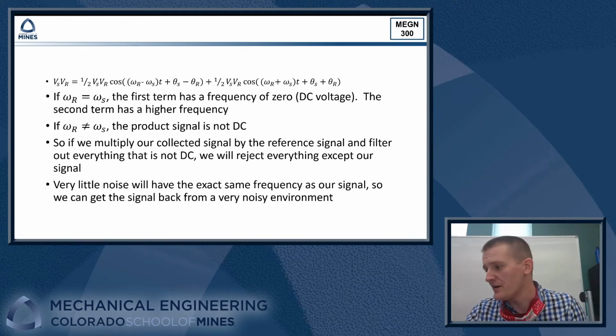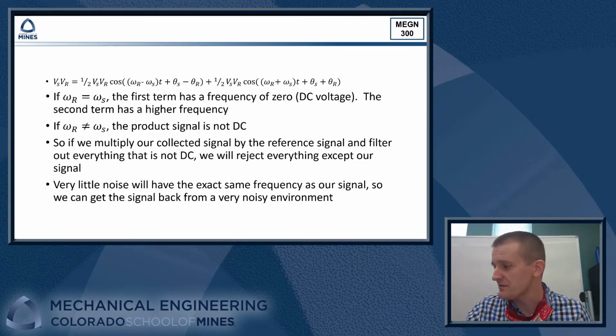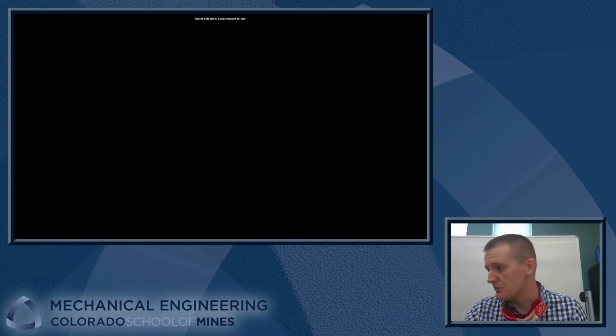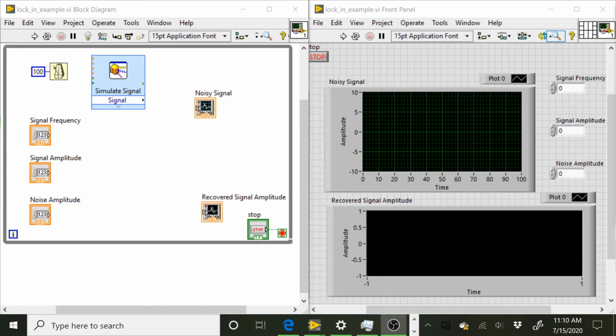Right? Very little of the noise is going to have the exact same frequency as our signal, so this is really good at rejecting everything except for the signal that we wanted to look at. Right, so that is the idea of how this is going to work. Let's jump over to LabVIEW. It's a little bit tricky to wrap your head around how to set this up in LabVIEW, so I'll step you through the general algorithm. We'll take a look at it, and then you can play with the VI on your own and answer the questions in your homework assignment. So let's head over to LabVIEW and talk about how to set this up.